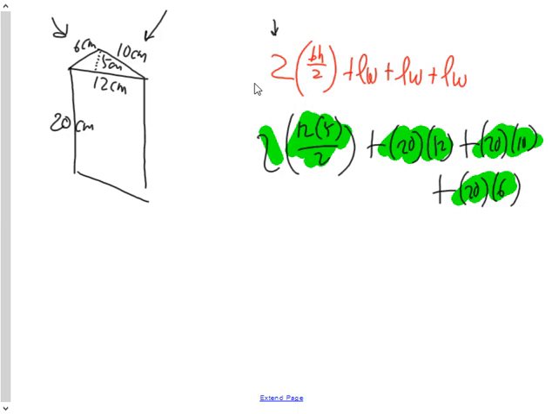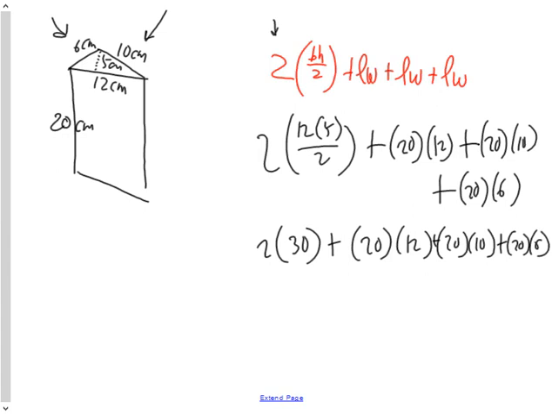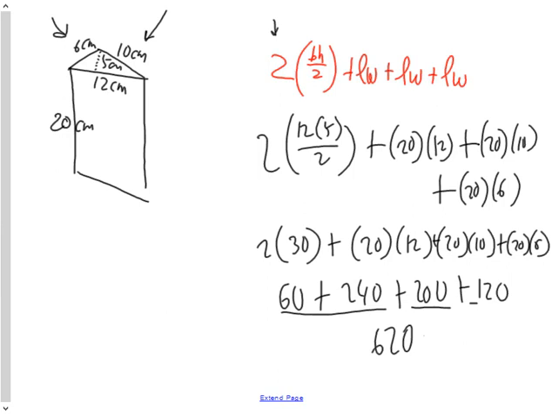So now that I have all of my substitution done properly, I'm going to simplify it using BEDMAS. So I have 2 multiplied by 60 divided by 2, which is 30, plus 20 times 12, plus 20 times 10, plus 20 times 6. And when I have just those multiplications and additions, I'm going to simplify the multiplications. And now that I have just additions left, if I add all those together, I get 620 centimeters squared as my total surface area.